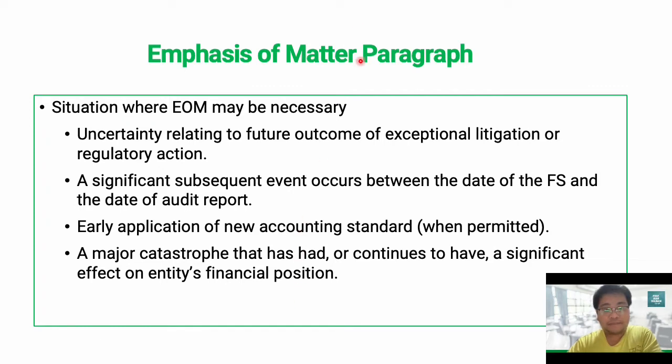So we also include an emphasis of matter paragraph when the client adopted a new accounting standard when permitted, but it's not yet effective. For example, there's a new standard, let's say a standard on insurance. It's not yet effective. So let's say the client will release its financial statements for December 31, 2021. The new standard will apply starting 2022, and yet the client already applied it in their 2021 financial statements. So we need to highlight that in our auditor's report and refer to the note where the client discussed the impact of adopting the new standard even when it is not yet effective but already permitted.